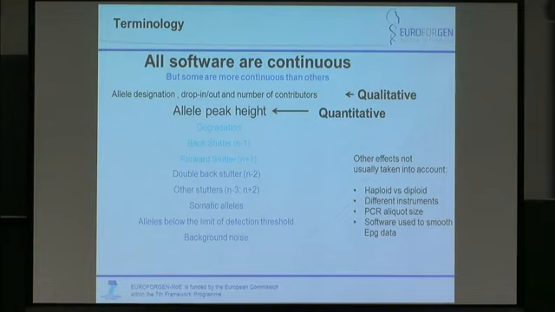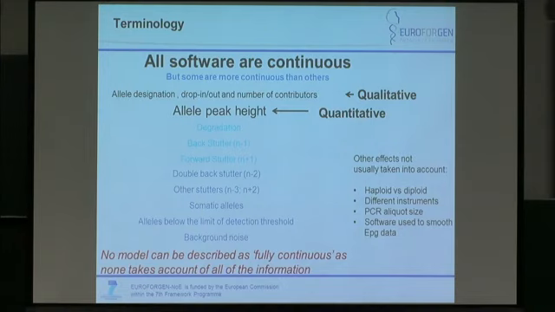And we should also remember when we talk about peak heights, etc., this is in turn generated by proprietary software which has all sorts of algorithms which are used to smooth the EPG data. So we're not dealing with completely raw data. So what does this all mean? Well, I think it means that no model can be described as fully continuous, as none takes account of all of the information. Because I have seen written a number of times, we use a fully continuous model because we take account of all of the information in the EPG, but that is simply not true.